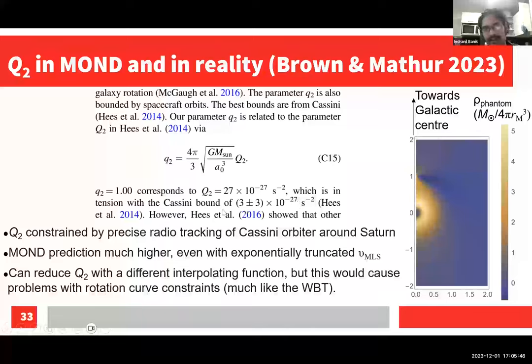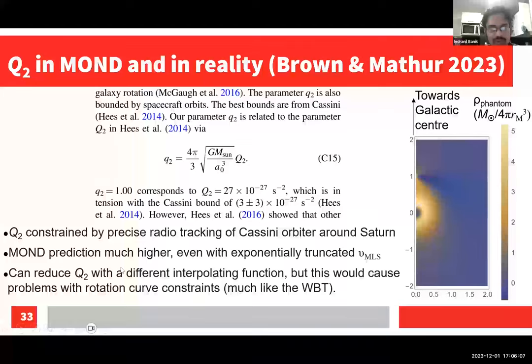So remember, Q2 is a tidal stress. So it's gravity divided by distance. And therefore, the units are inverse second squared. The MOND prediction is 27 times 10 to minus 27 per second squared, even though we are using an interpolating function which is exponentially truncated at high accelerations.